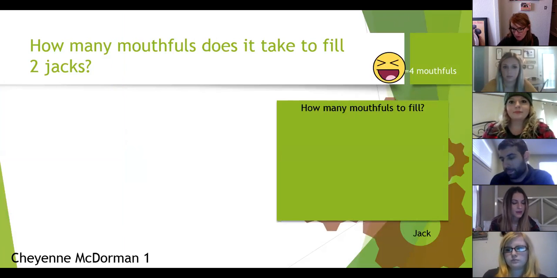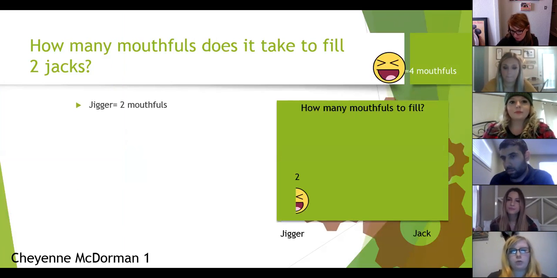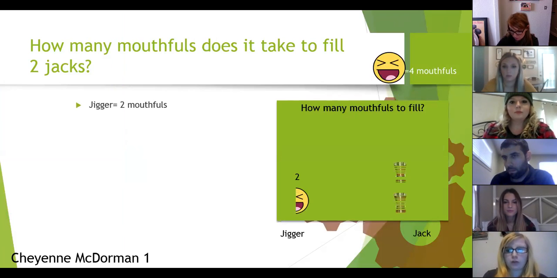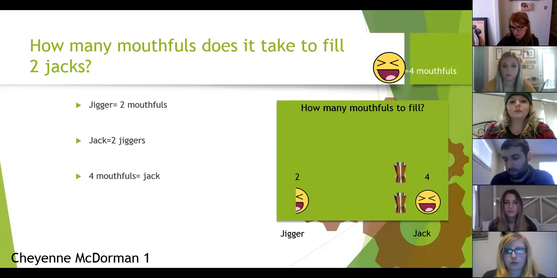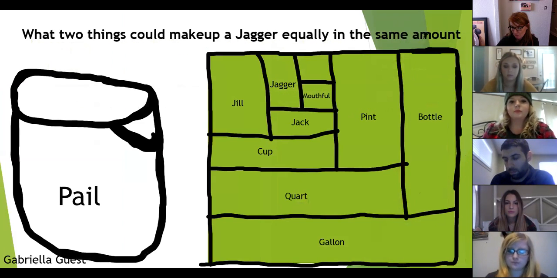Cheyenne, how many mouthfuls does it take to fill 2 jacks? Well, if we know that 1 jigger equals 2 mouthfuls and it takes 2 jiggers to fill a jack, then we need to double how many mouthfuls to fill that jack. So it'll equal 4 mouthfuls. Okay, thank you.